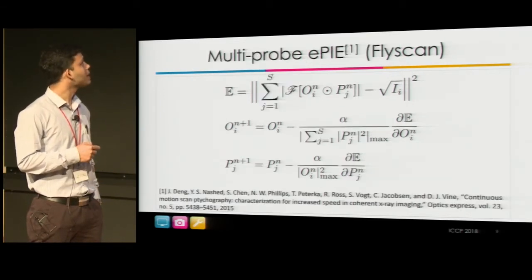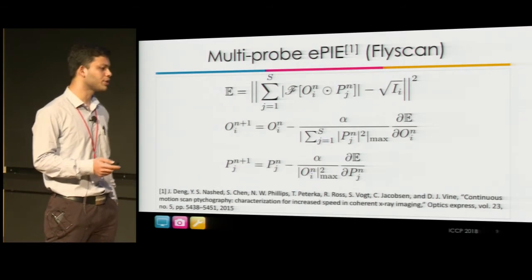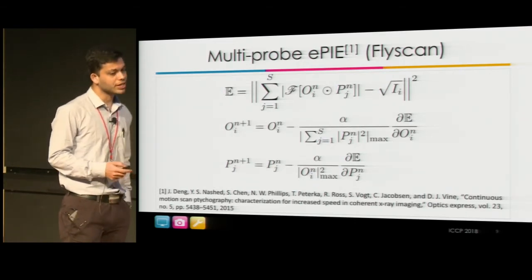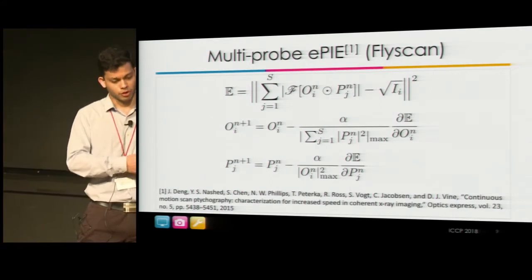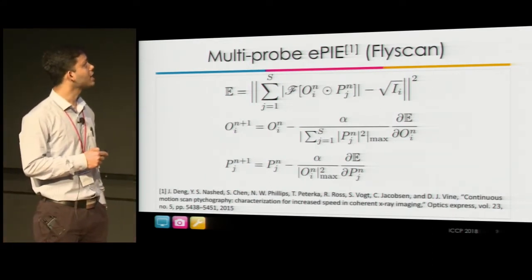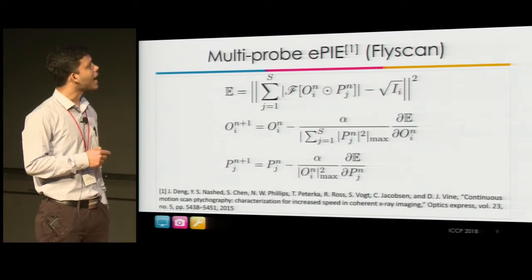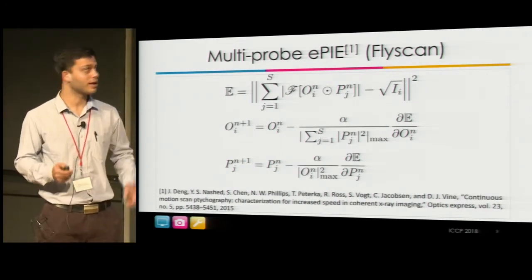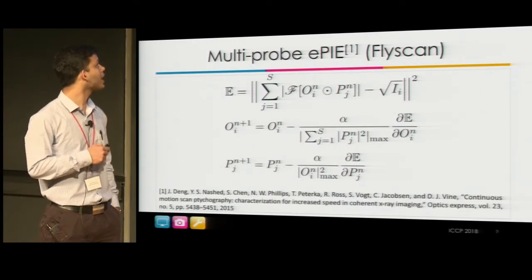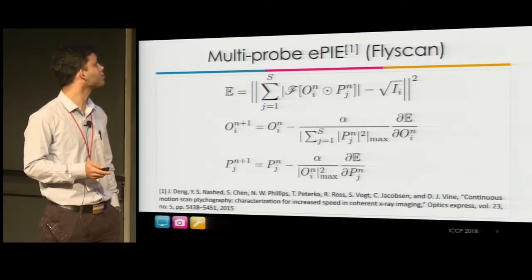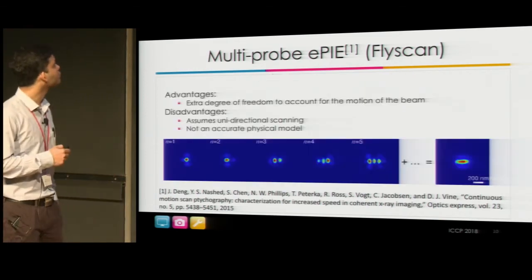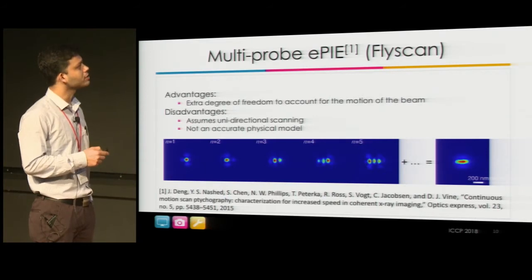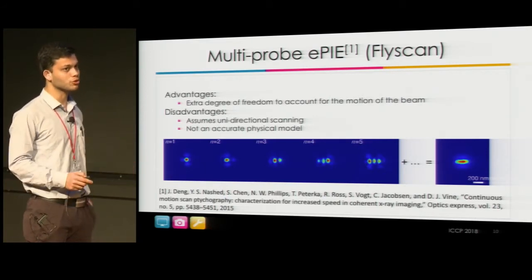Also, Deng et al. then came up with an implementation of ePIE that works for fly scan as well. It's a simple trick where instead of reconstructing just one probe for the object, you have multiple probe reconstructions, and the idea is that this added degree of freedom in the number of probes can model the incoherent sum that happens over the different fly positions. The update rules are simple. Again, you have the cost function, and you make the gradient updates to the object and the probes. The advantage is that they have an extra degree of freedom, and they hope that it models the fly motion of the beam.